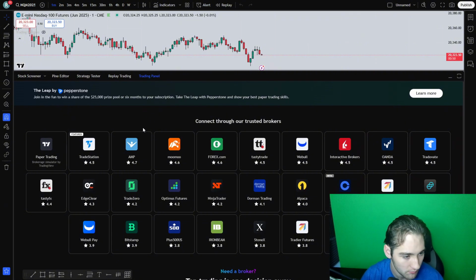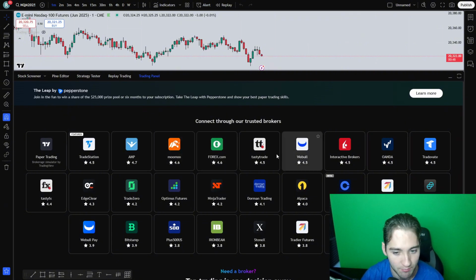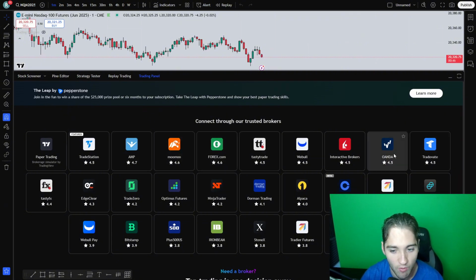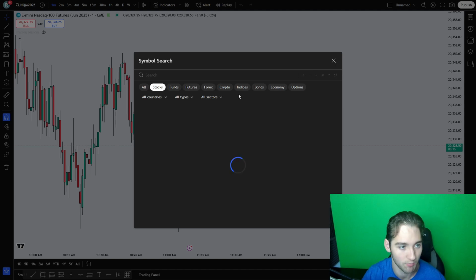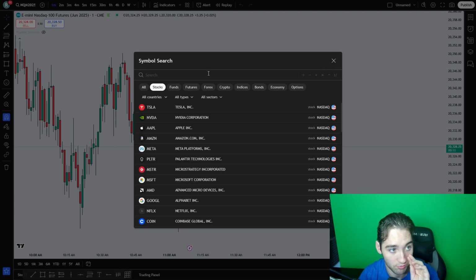So we have AMP, we have Moomoo, we have a bunch of them. I used OANDA and TradeStation. If we just hit any key on our keyboard, I'm going to type a T, boom, this symbol search comes up. This is going to show us our markets. We could, of course, look for a stock, but these are our markets.